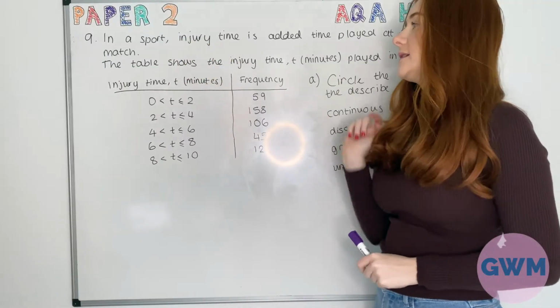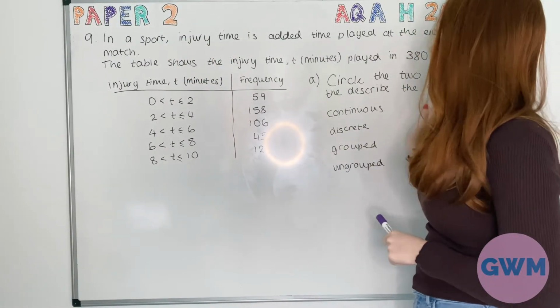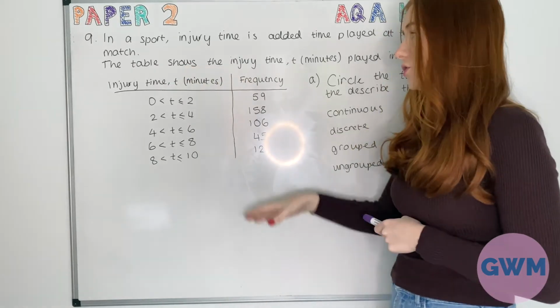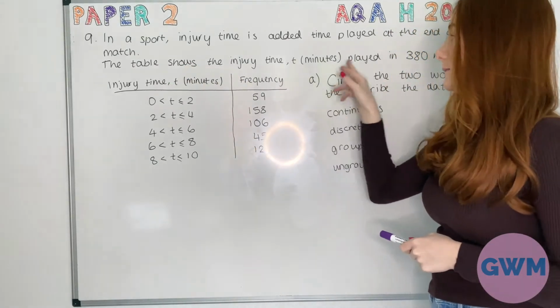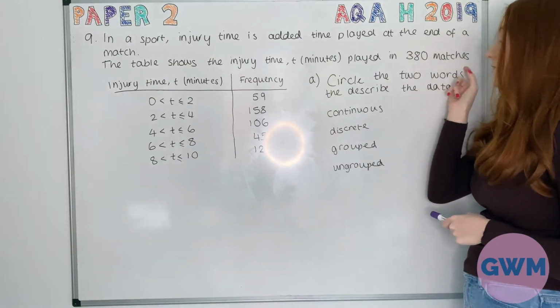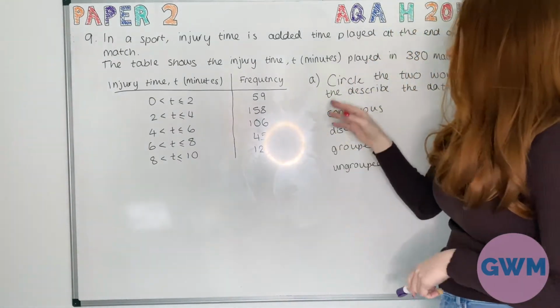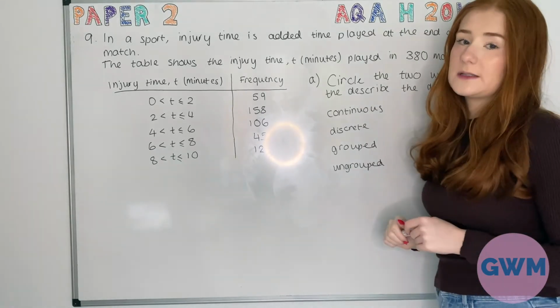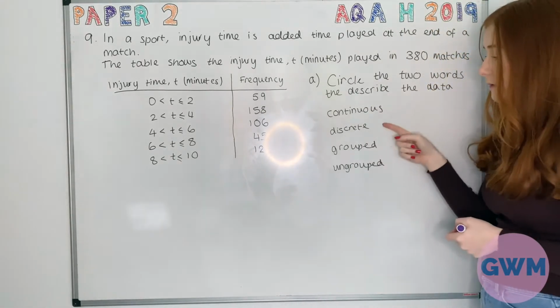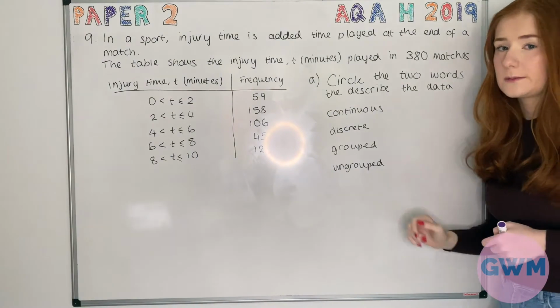The question says, in sport, injury time is added time played at the end of a match. The table shows the injury time in minutes, and it's played in 380 matches, and you've got a table with that information. And it wants us to circle the 2 words that describe the data. Now we have the words that are continuous, discrete, grouped and ungrouped.